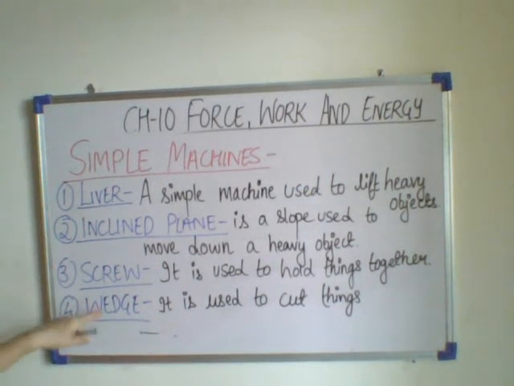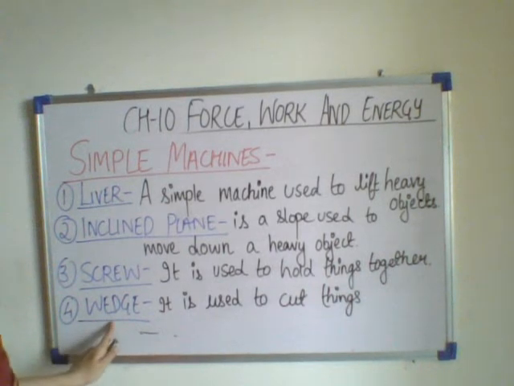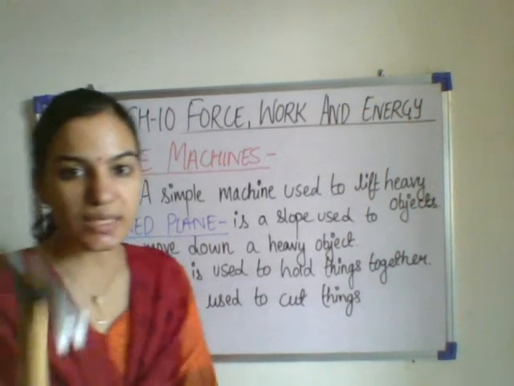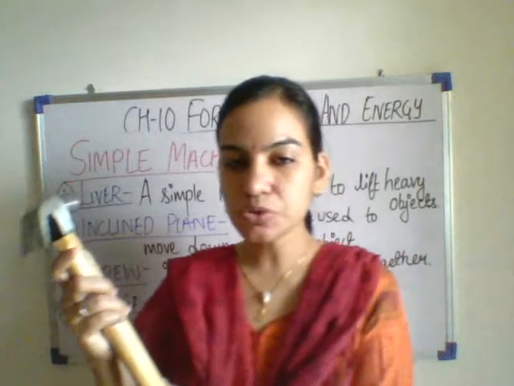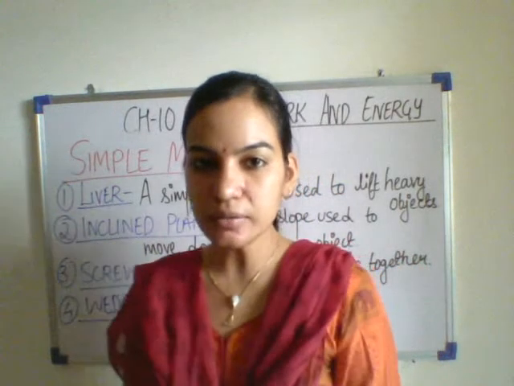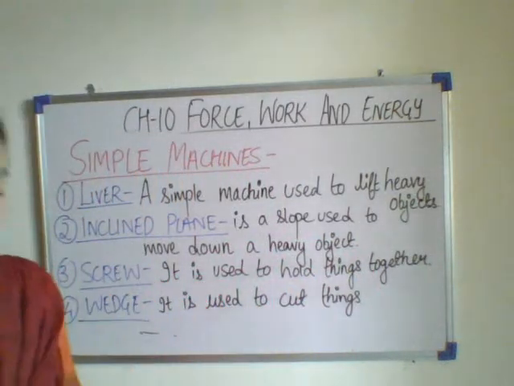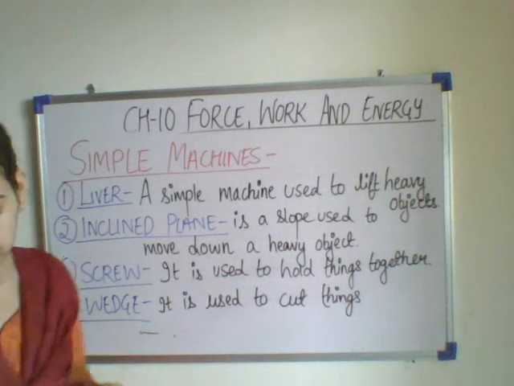The next we will be studying about wedge. What is a wedge? It is used to cut things. It is a simple machine that consists of two inclined planes attached to form a sharp edge. It is used to cut things. Axes and knives are examples of wedge. This is an example of the wedge. It is used to cut different things. Next, knives. Knives are also an example of the wedge.